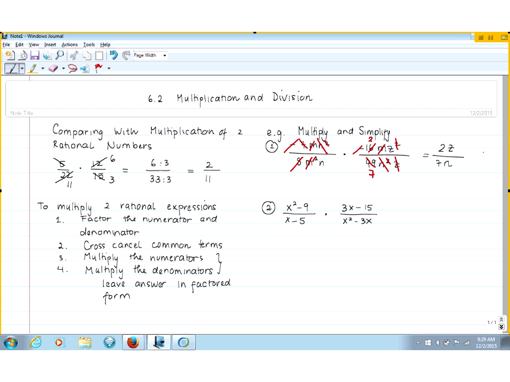Okay, doable? All right, now number 2, we're going to factor first and then cancel. So let's factor out x squared minus 9. Is it factorable? Yes, what is it? X squared minus 9 is x plus 3, x minus 3. Yes. And x minus 5 we cannot factor.